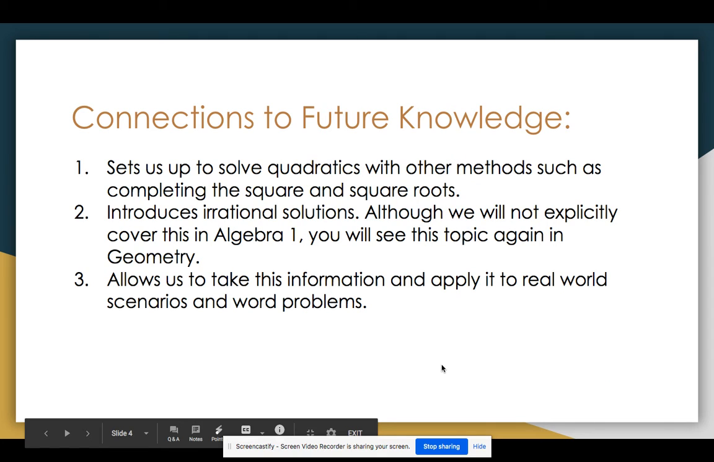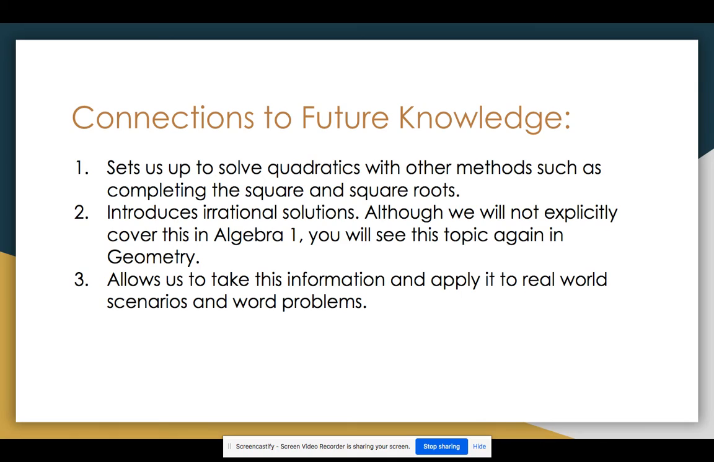All right, what this sets you up for. Okay, it sets us up to solve quadratics with other methods, such as completing the square and square roots, which we'll get to in the next section of this unit after you take this quiz. It also introduces irrational solutions, and although we're not going to explicitly deal with irrational solutions in Algebra 1, they will be coming back in geometry next year, so I just want to make sure you guys see them and you're not surprised by them next year. It also allows us to take this information and apply it to real-world scenarios and word problems, which again will be coming in the next section of this unit.